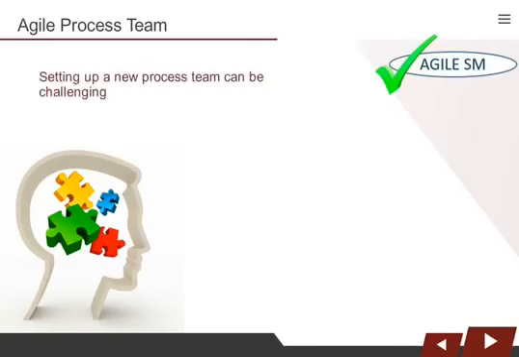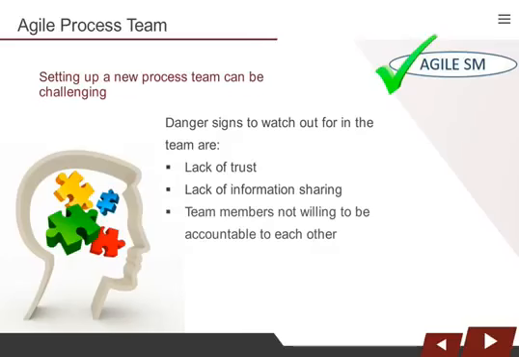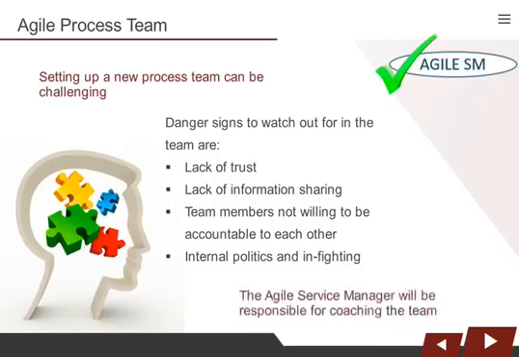Setting up a new process team, which will be self-organizing and empowered, can be challenging, particularly if the organization isn't used to working in that way. Team members may be nervous about the idea of being accountable to each other as part of their daily work. Some danger signs to watch out for in the team are lack of trust, lack of information sharing, team members not willing to be accountable to each other, internal politics and infighting. The Agile Service Manager will be responsible for coaching the team to help them adapt to working in a more agile way.